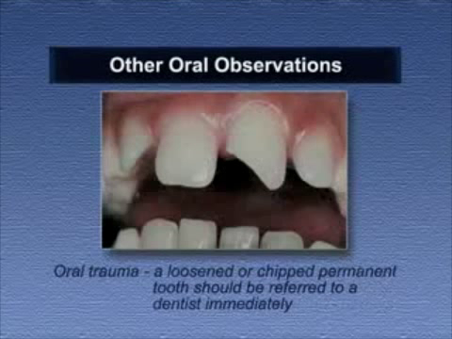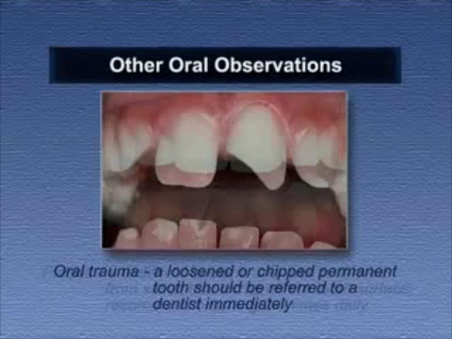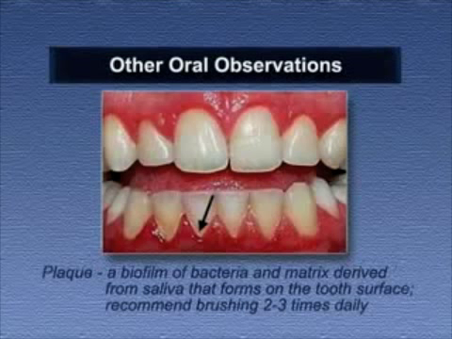Oral trauma. A loosened or chipped permanent tooth that occurs during school should be referred to a dentist immediately. Plaque. A biofilm of bacteria and matrix derived from saliva that forms on the tooth surface and becomes visible as it accumulates. This film is removed with regular toothbrushing. Recommend brushing 2 to 3 times a day to the student.